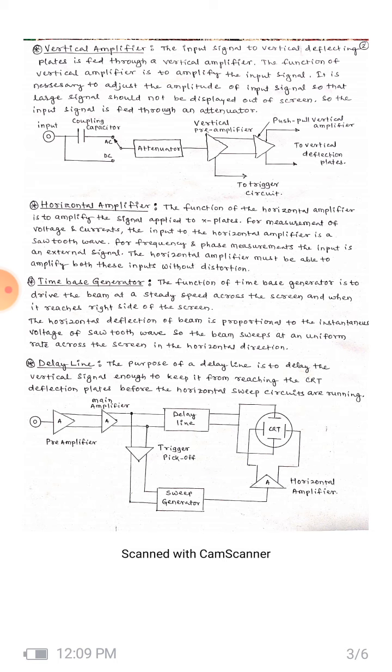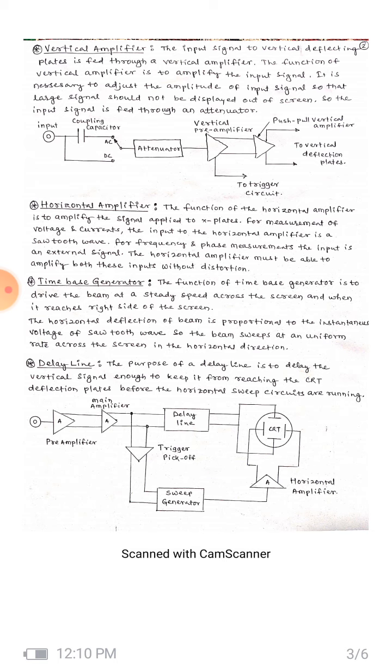And the last one is a delay line. Basically, as I told, the delay line is connected after the vertical amplifier. The output of the vertical amplifier is connected to the delay line, and in turn the output of the delay line is connected to the vertical deflection plates. Since the signals at the vertical and horizontal deflection plates have to reach simultaneously, we need to introduce some delay after the vertical amplifier output. That is the purpose of a delay line here.